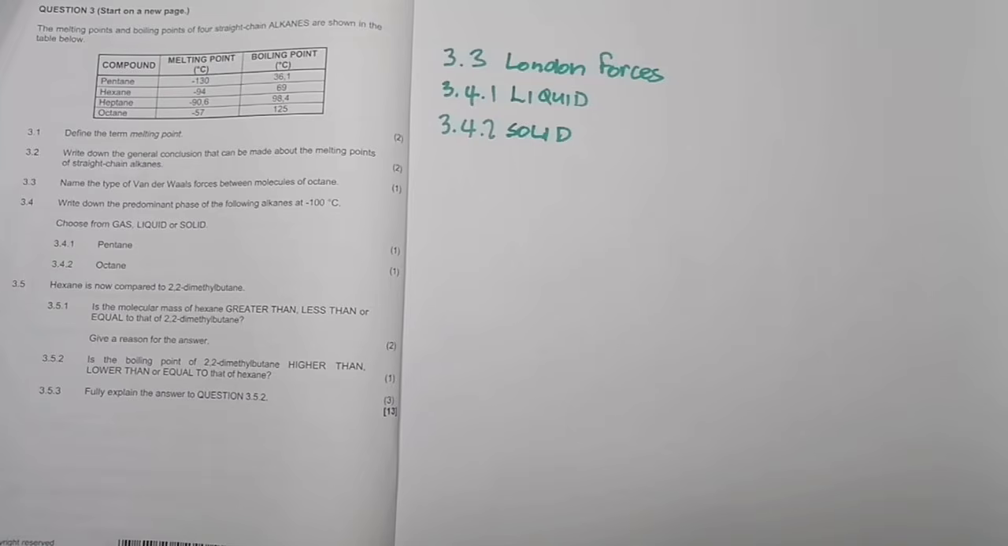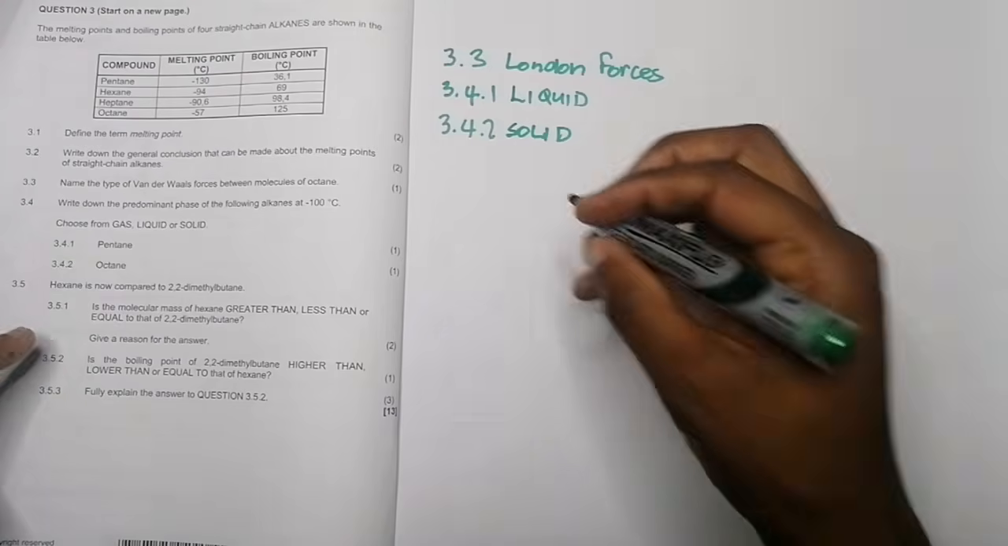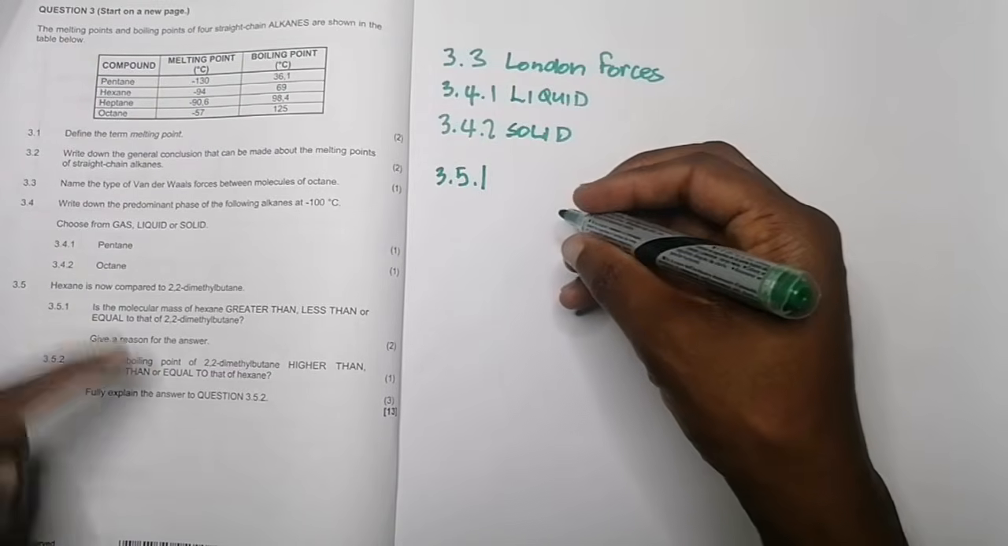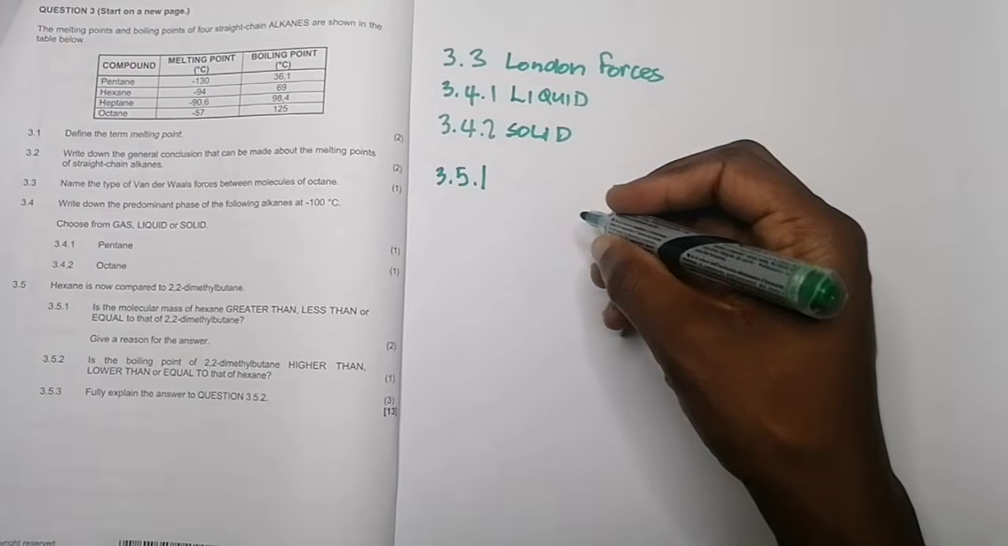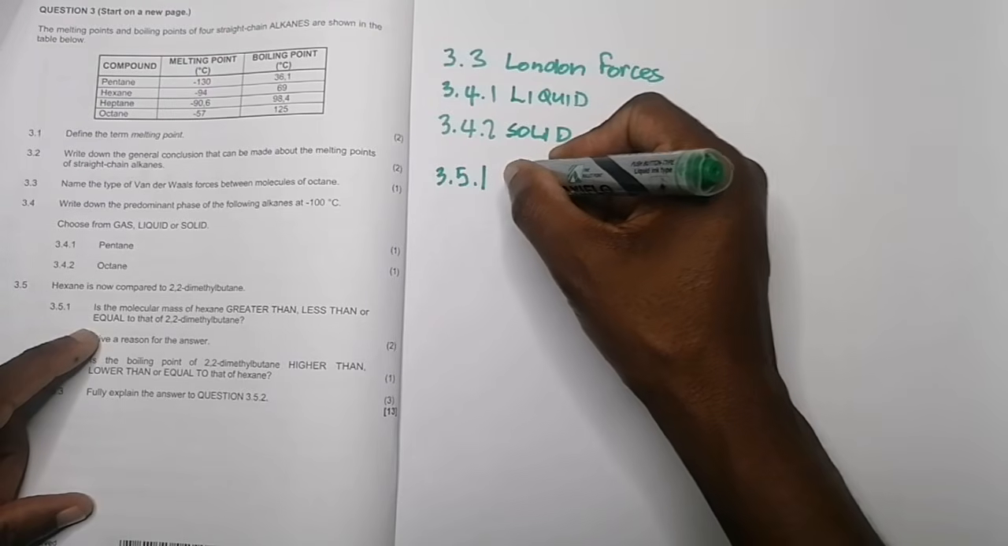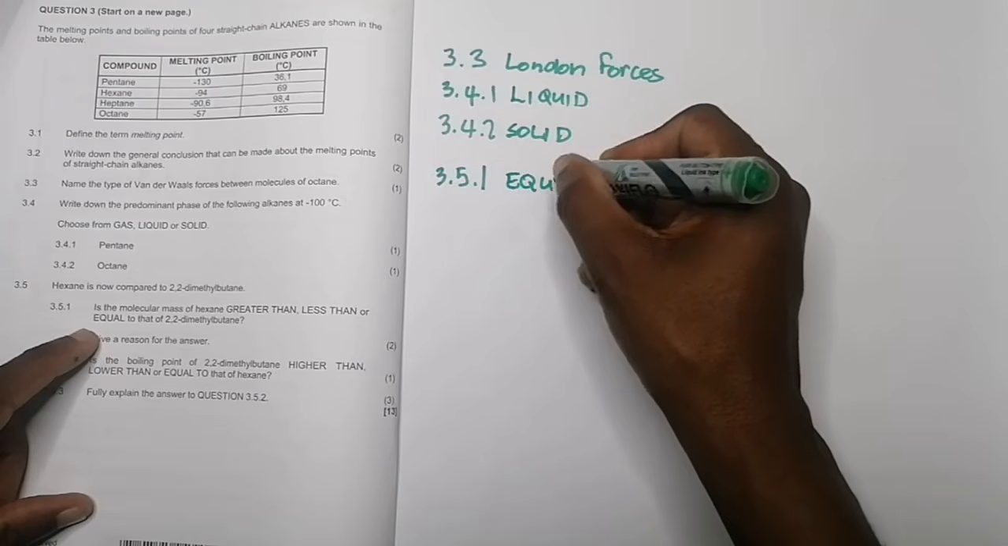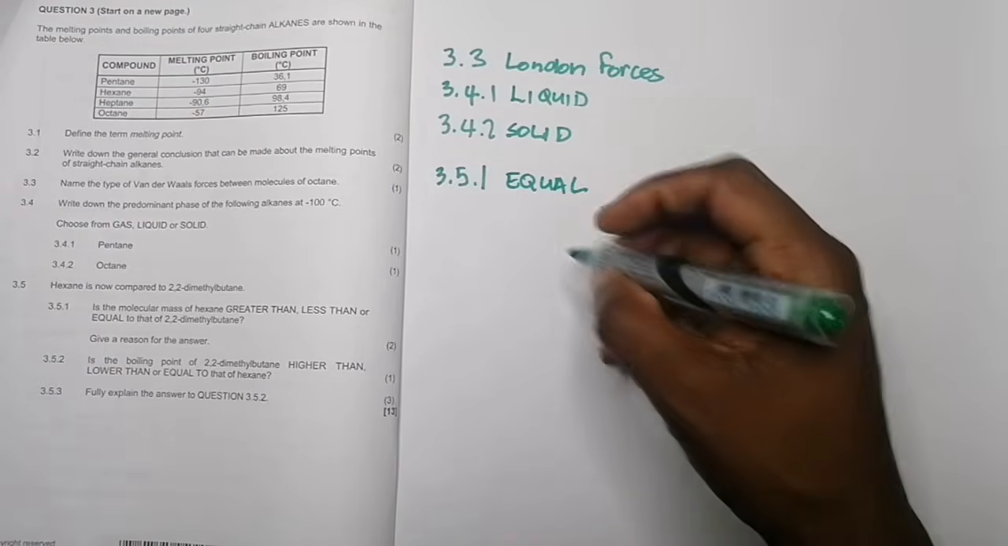3.5.1: Is the molecular mass of hexane greater than, lesser than, or equal to that of 2,2-dimethyl butane? Their molecular formula should be exactly the same. It's only their structural formulae that are different. So for 3.5.1, they are isomers of each other, structural isomers, so in this case it should be equal.